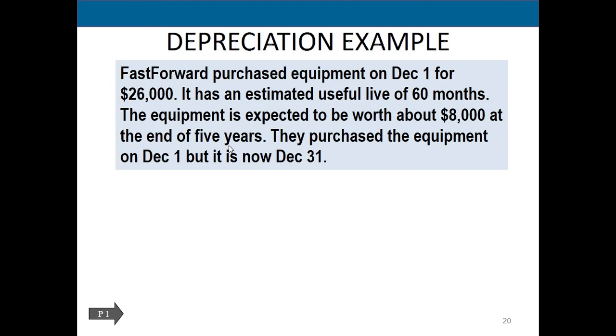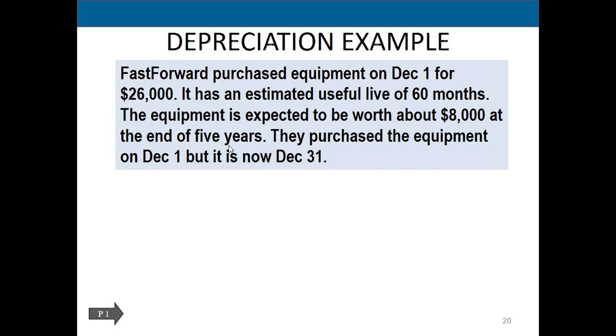Okay, so here's a depreciation example that we're going to run. Fast forward again, purchased equipment on December 1 for $26,000. It has an estimated useful life of 60 months, 5 years, 60 months. Just depends on how often you want to do depreciation. Can you do it annually? Sure. Can you do it monthly? Sure. Just depends on how you're running your accounting periods, what cycle of time you're using. The equipment is expected to be worth about $8,000 at the end of 5 years. Well, that's salvage value, right? If we're thinking it's going to still be worth $8,000 at the end of 5 years, that would be the salvage value.